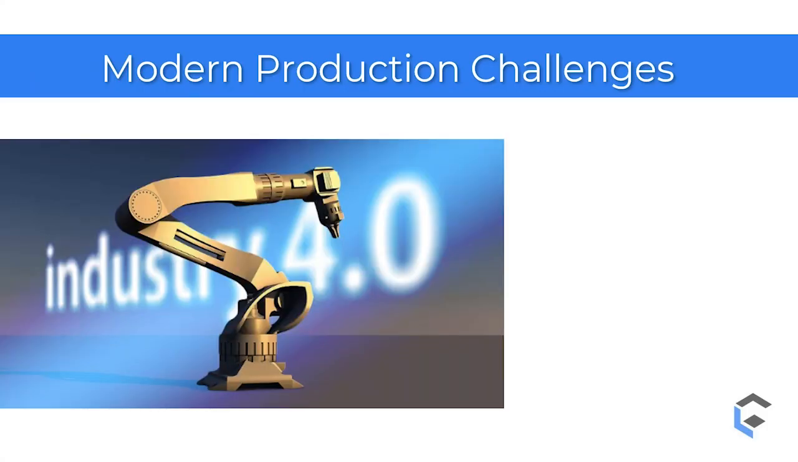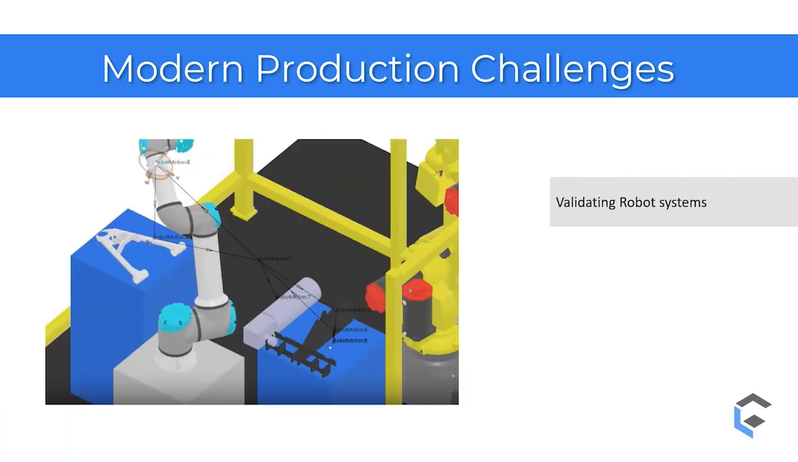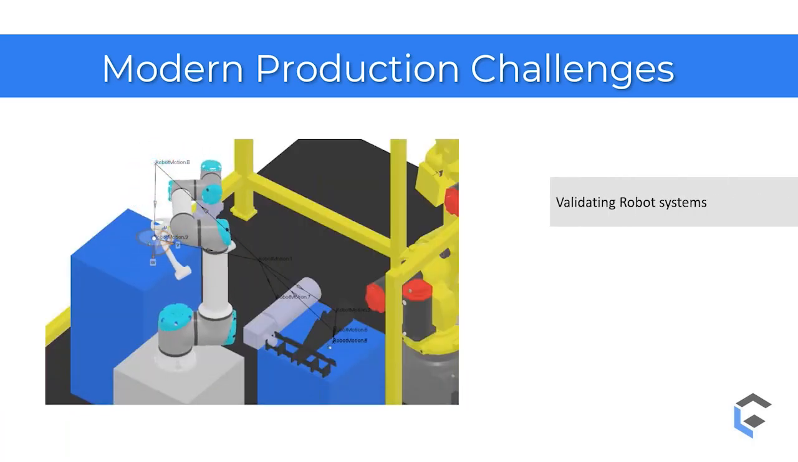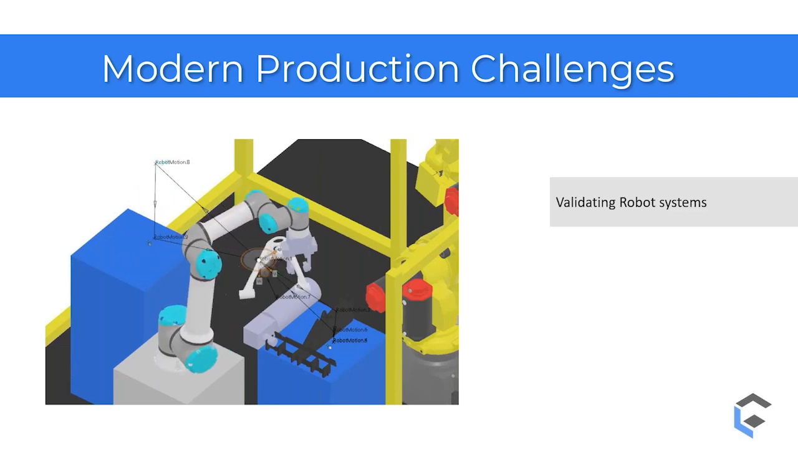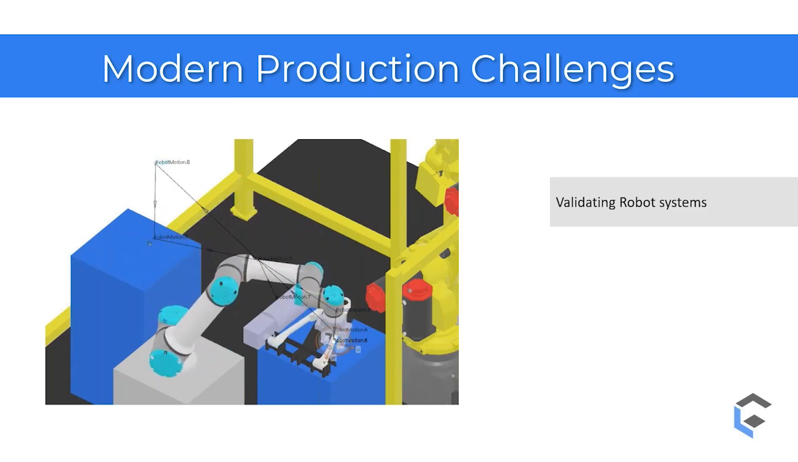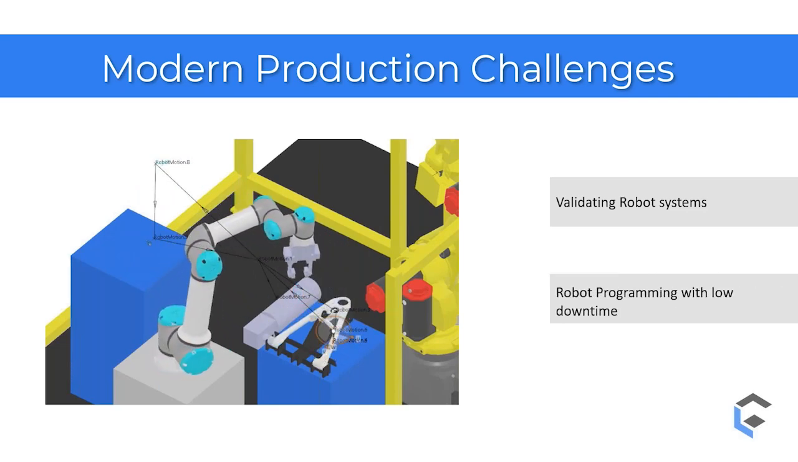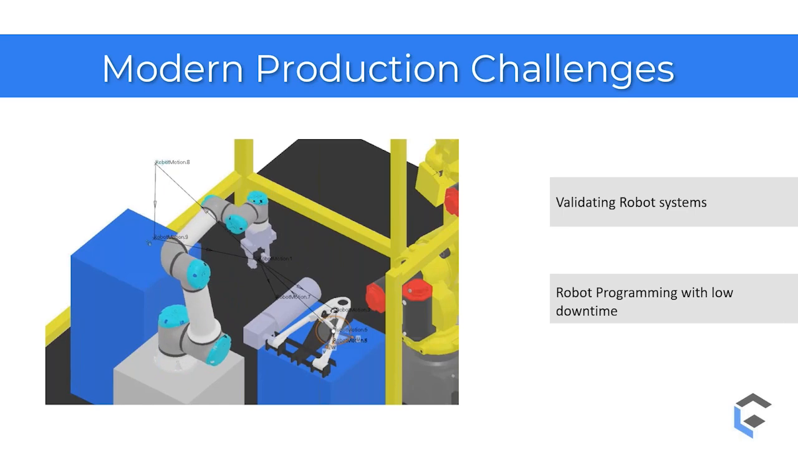Robots are the key drivers of automation in the manufacturing industries. But robot engineers face this huge task of validating their robot systems in order to avoid huge clashes, as well as an effective offline programming tool so as to keep the robots in production with low downtime.